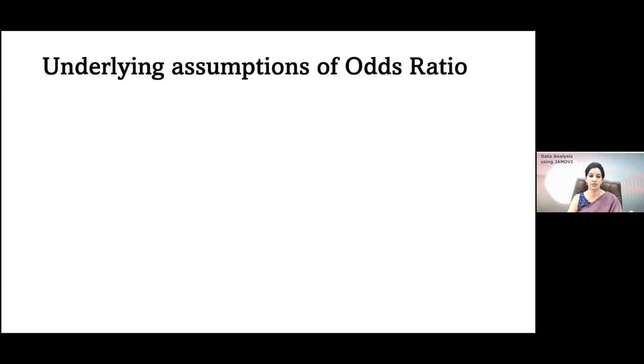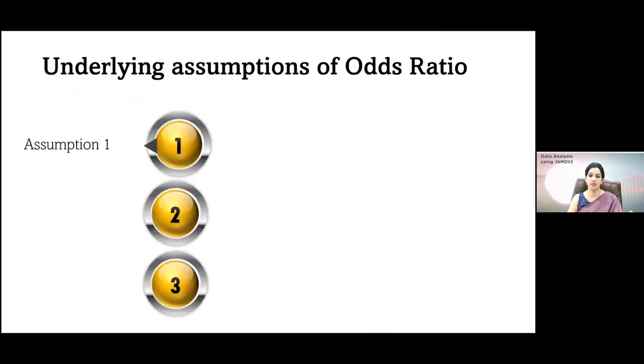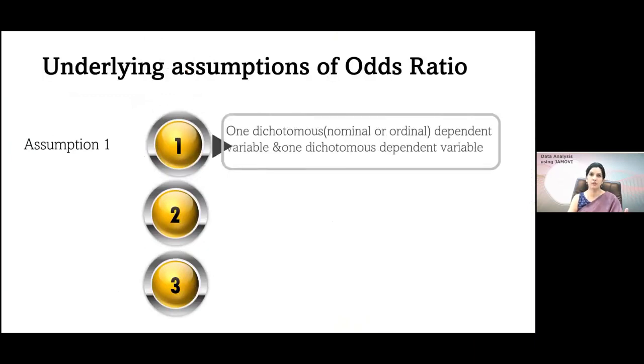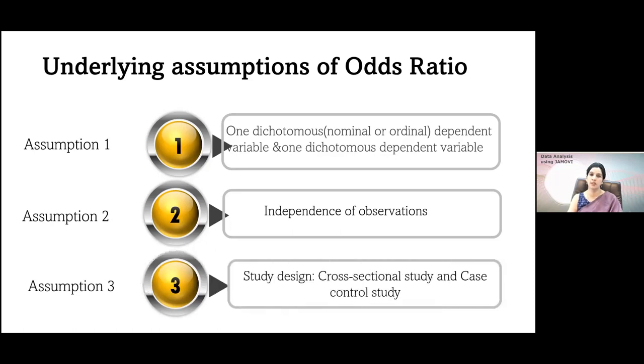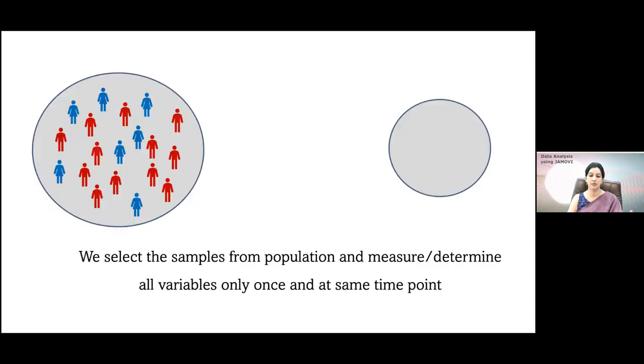odds ratio, which is usually done in a case control study or an analytical cross-sectional study. The underlying assumptions of the odds ratio are, in this case, there is one dichotomous dependent variable and one dichotomous independent variable. Just forgive us for this mistake, because here you can make one an independent variable, and there is independence of observation. The third assumption is that, again, it is usually done in an analytical cross-sectional study or a case control study. Like in this case, we select a sample from the population and we measure all variables only once, at the same time point. This is an example of analytical cross-sectional.